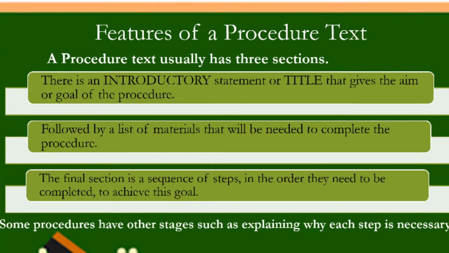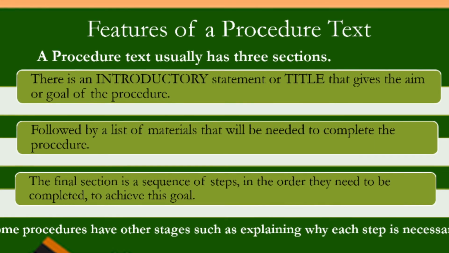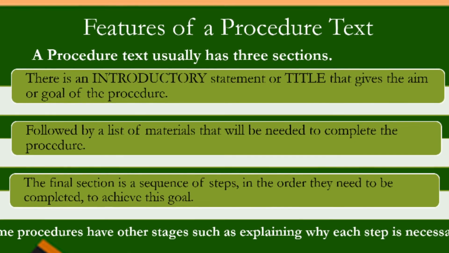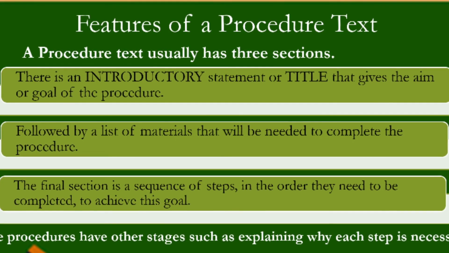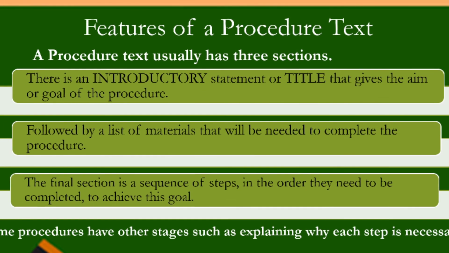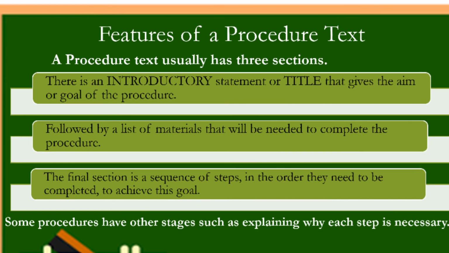How do we write a procedure text? Here are the steps. So a procedure text usually has 3 sections. There is an introductory statement or title that gives the aim or goal of the procedure, followed by a list of materials that will be needed to complete the procedure.